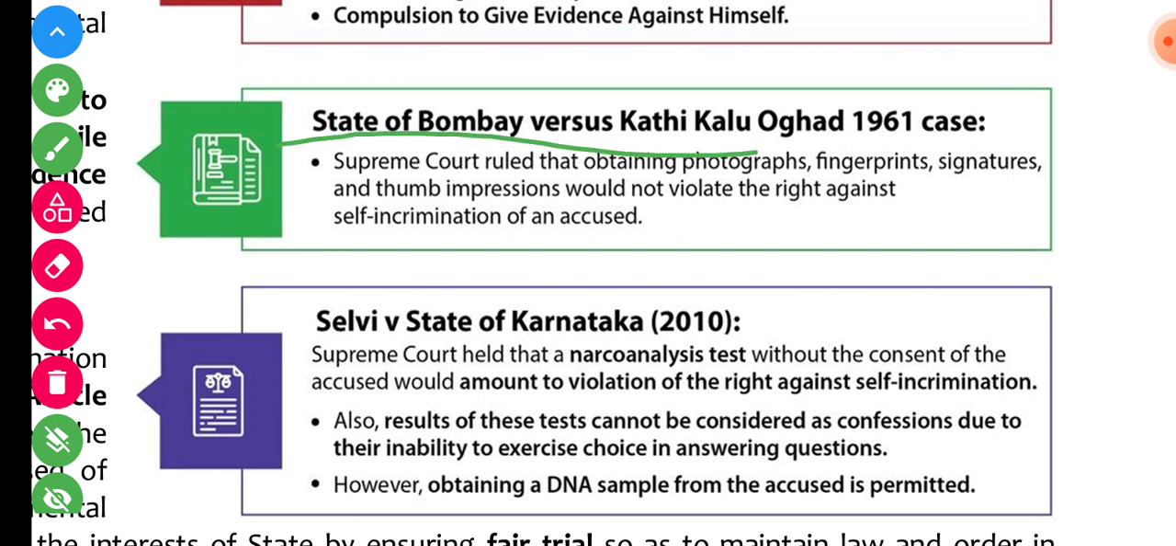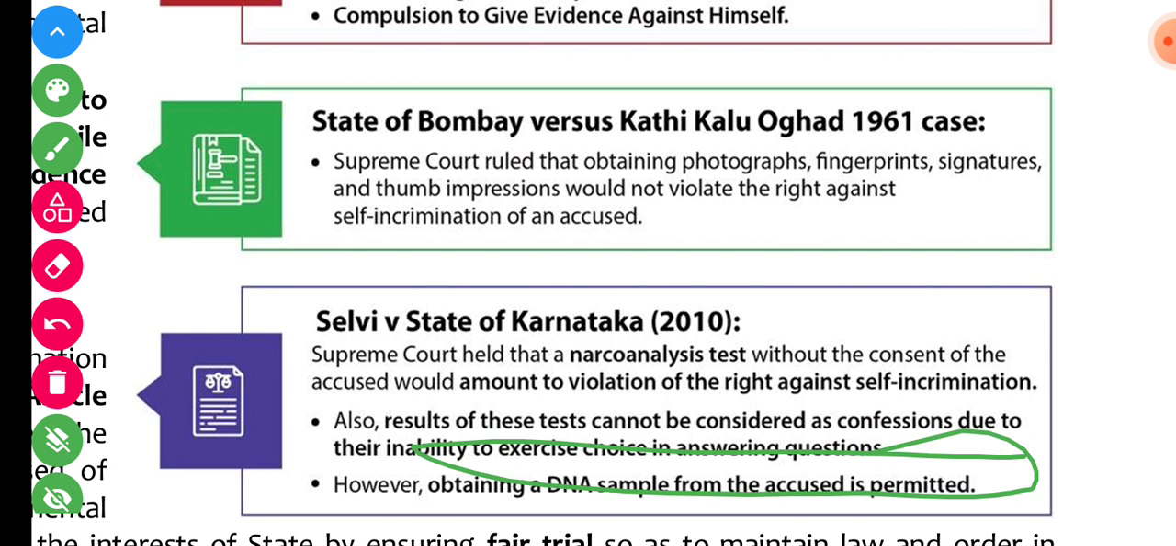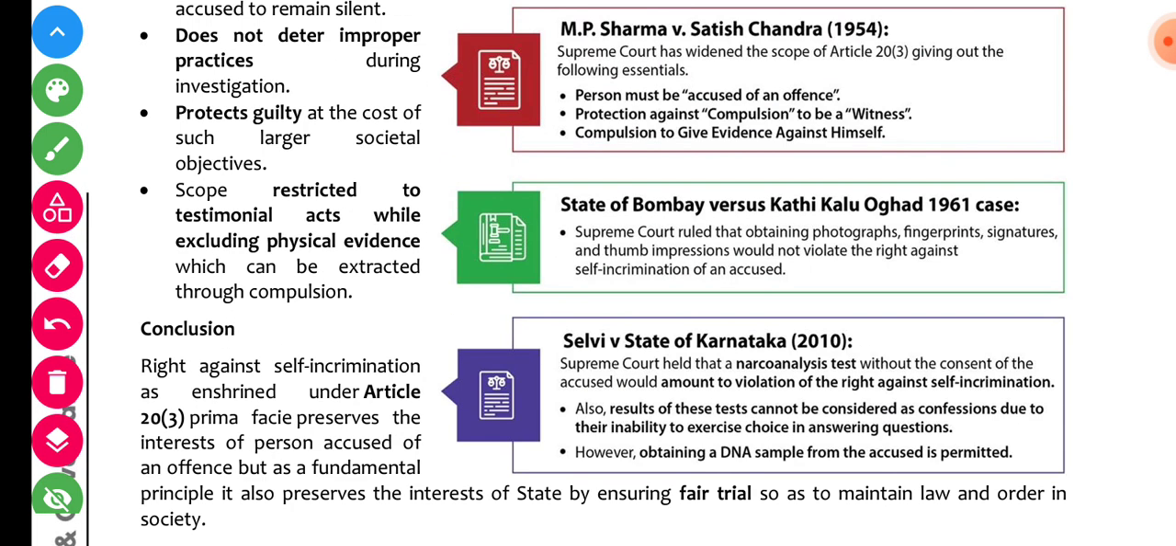And next is the State of Bombay versus Kathi Kalu Oghad, 1961 case. The Supreme Court ruled that obtaining photographs, fingerprints, signatures, and thumb impressions would not violate the right against self-incrimination of an accused. And Selvi versus State of Karnataka, 2010. The Supreme Court held that a narco-analysis test without the consent of the accused would amount to violation of the right against self-incrimination. So remember this. Also, the results of these tests cannot be considered as confessions due to the inability to exercise choice in answering questions. However, obtaining a DNA sample from the accused is permitted. So remember this, okay?